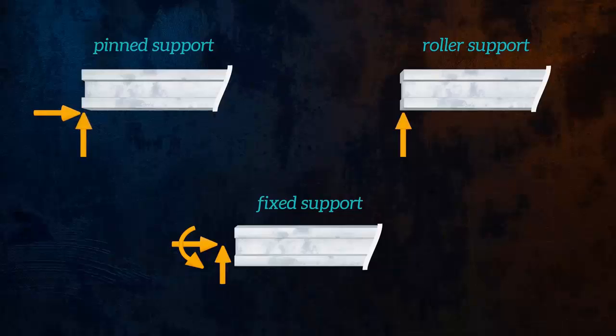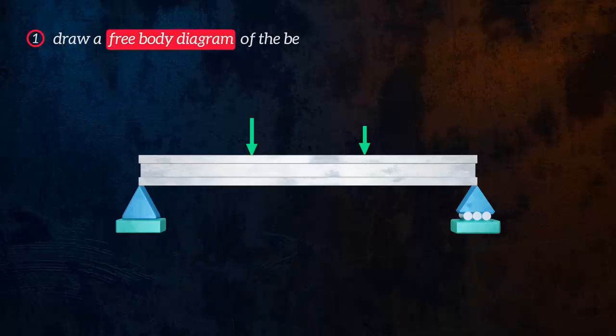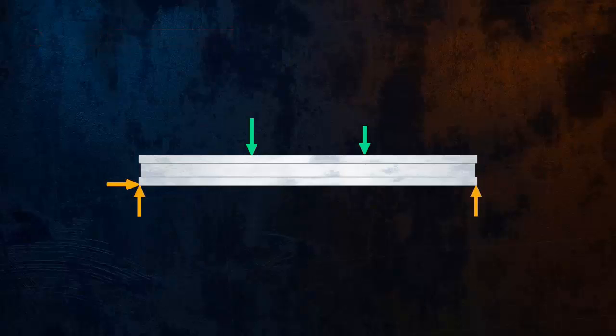So how do you determine the shear forces and bending moments within a beam? There are three main steps we need to follow. First, we draw a free body diagram of the beam. This shows all of the applied and reaction loads acting on the beam.